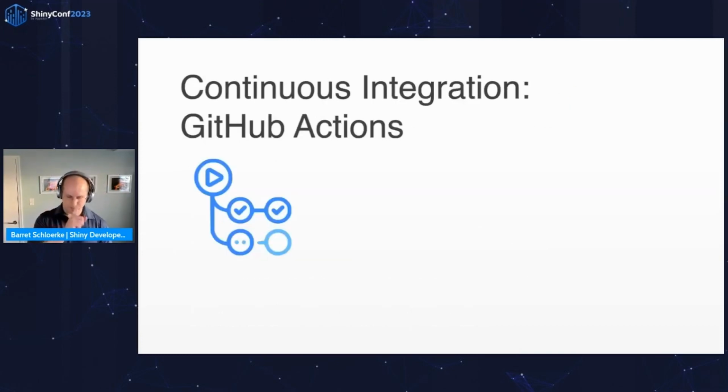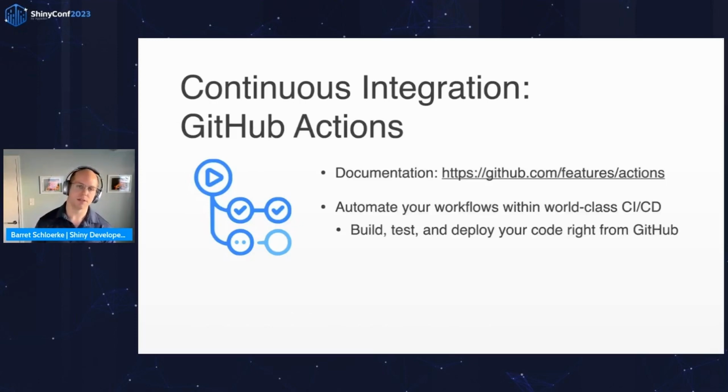But about this time though, something came around called GitHub Actions. GitHub Actions is a continuous integration platform that can automate your workflows within world-class CI/CD. That's their tagline. And they also said to build, test, and deploy your code right from GitHub. I think this is huge because it's not going to be Travis CI or Circle, which while they worked, it was somewhere else. And it's not integrated in with your PR and your code and everything else. So it's really, really intriguing when this came around.